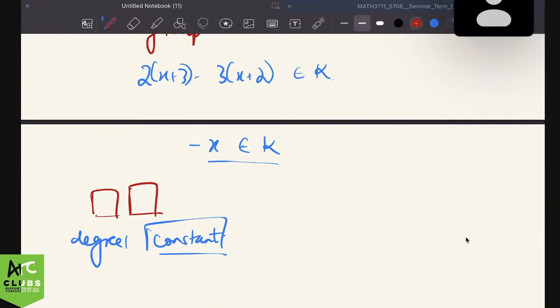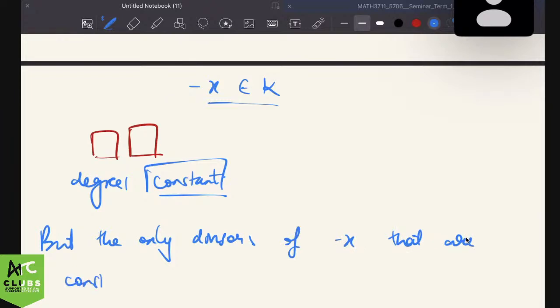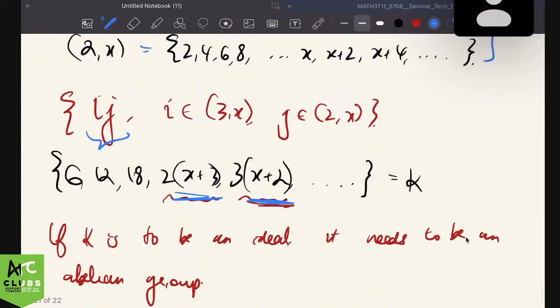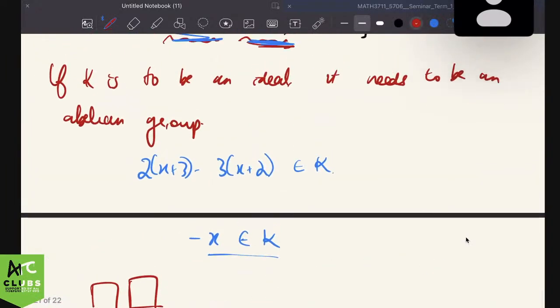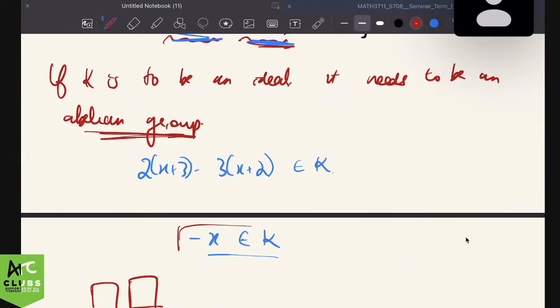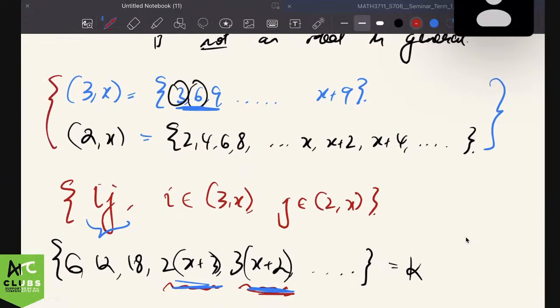Okay? But the issue is the constant will need to be 1 or minus 1, right? Because the only divisors of minus x that are constants are 1 and minus 1, which basically means that it's not possible for this to be constructed from the ideal. Okay? So even though if it is an abelian group, then we somehow get minus x being in the ideal, but that is not possible, right? So in this case, the product of these two ideals is not an ideal.